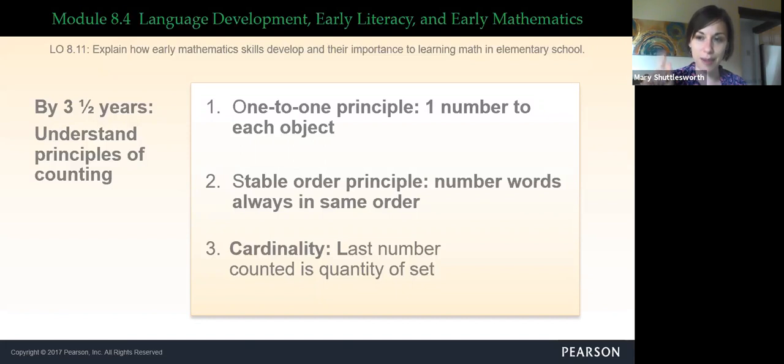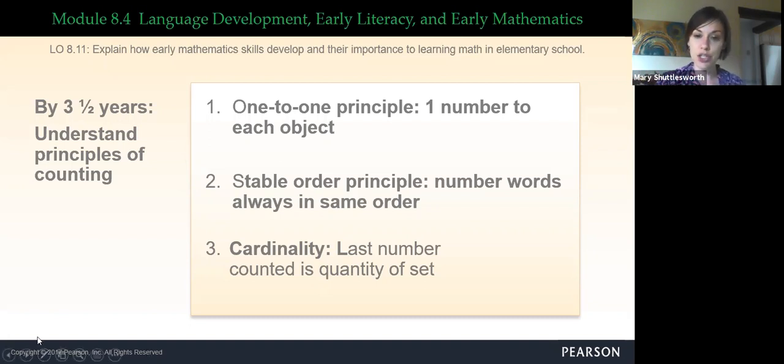They might struggle with this a little bit, but they'll get it eventually. They also start to understand what's called the stable order principle. Stable order means that the order of number words always goes in exactly the same order. It never changes. It is always 1 and then 2 and then 3 and then 4 and 5. They understand that that is happening in a stable order.